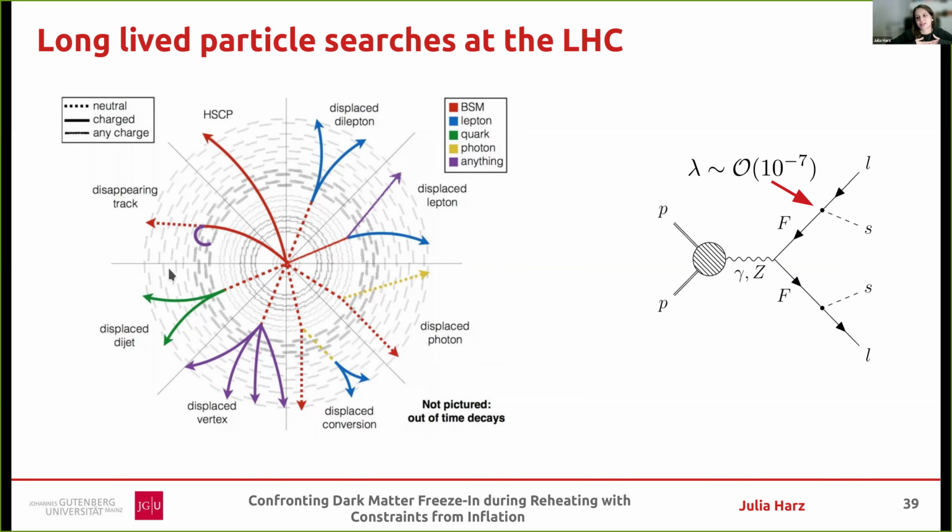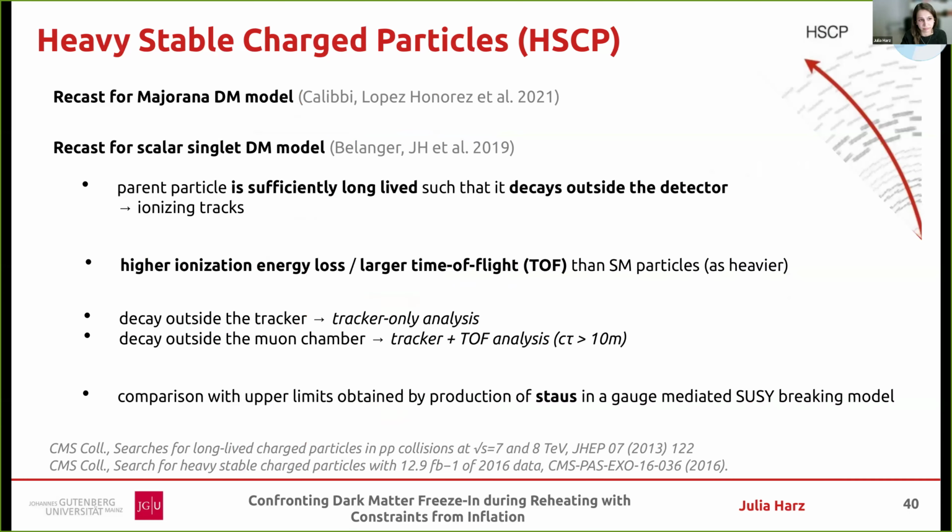It could be either that it's so long-lived that we simply go through the detector without any decay. This is the heavy stable charged particle search. Or it lives for a certain time and then decays in the detector. For instance, here, the displaced vertex searches, or also the displaced lepton searches. And these are the ones that we took into account in order to compare how strong these constraints are. As I said, I don't want to go into all the details, just to give you an idea here.